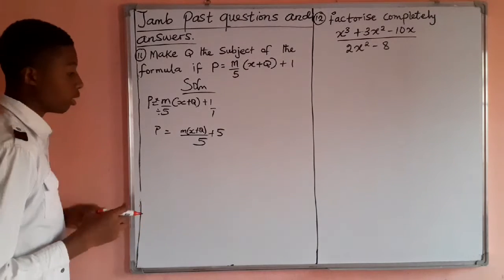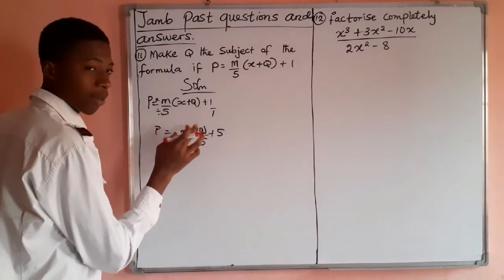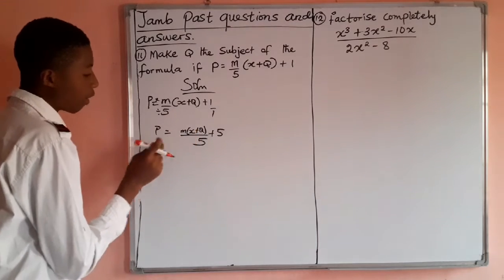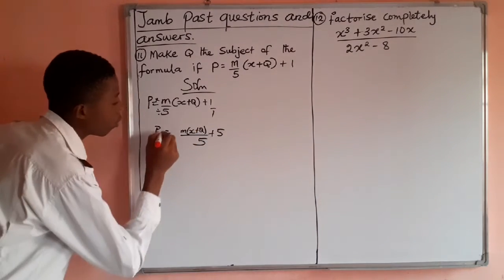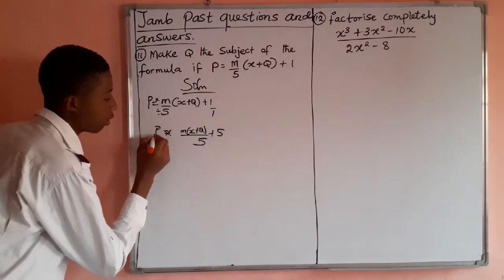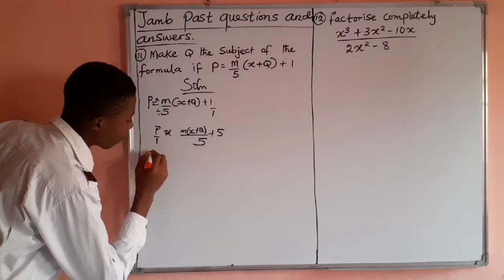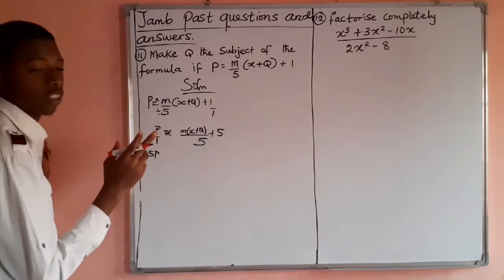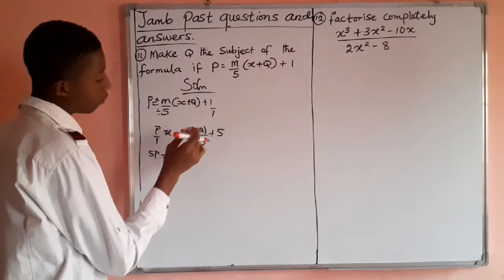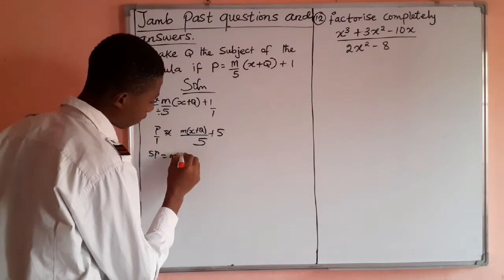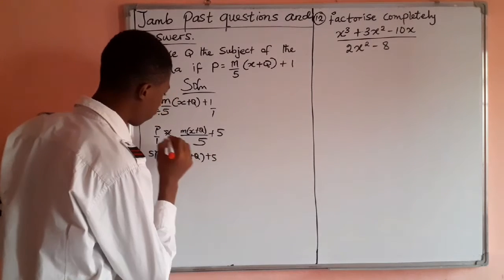Now the next step to doing this, since we are looking for the q, we have to cross multiply both sides, which equally means here we just have to put our sign. Make this over 1. 5 times the upper one gives you 5p. 5 times 5 will give you 5p equals 1 times the numerator over here still gives you the same thing. Which means we'll be having m(x plus q), close brackets, plus 5.